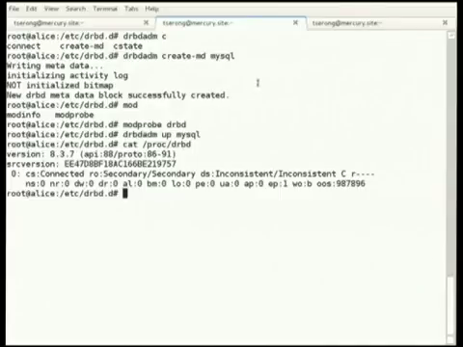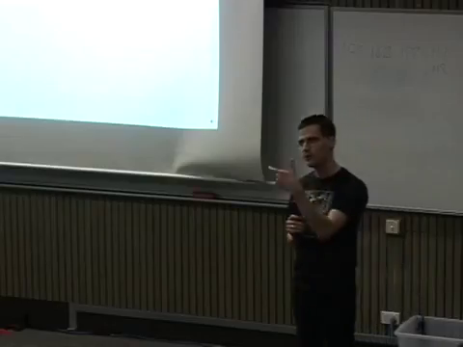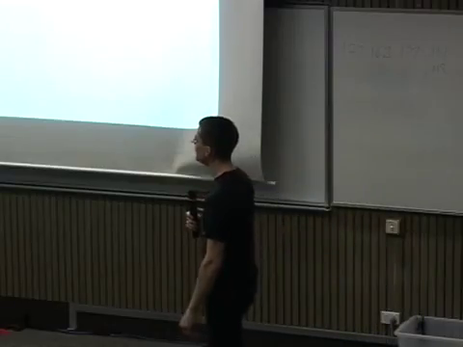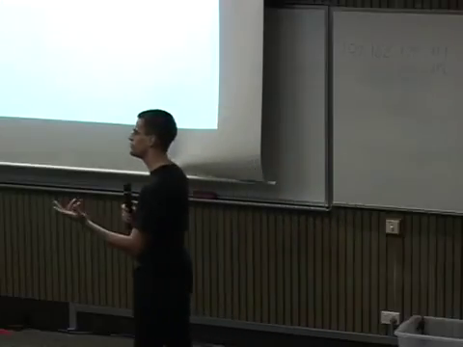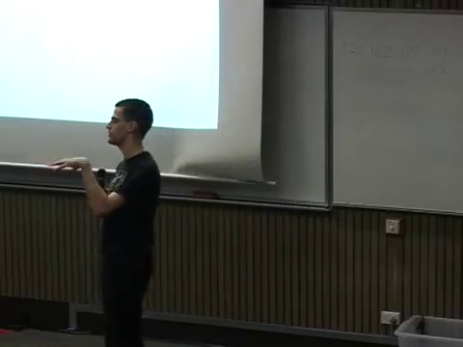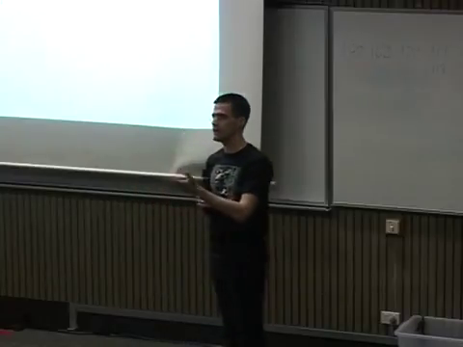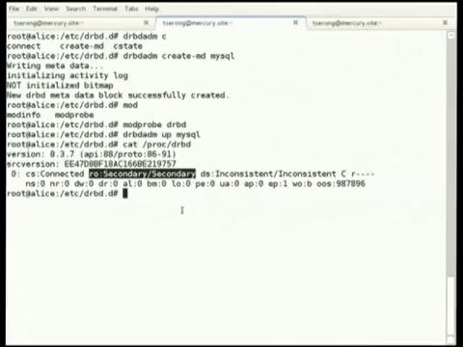It is connected, that is to say that the two nodes are happily talking to each other. It is currently in the secondary role. So what do we mean by that? We have two roles in any DRBD device, primary and secondary. With the primary, we can basically do anything. We can read from it, we can write to it, we can do whatever the hell we want. On a secondary, it's just there, and it receives updates from the other side.